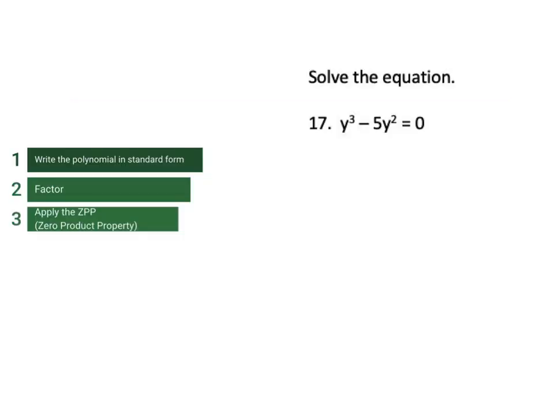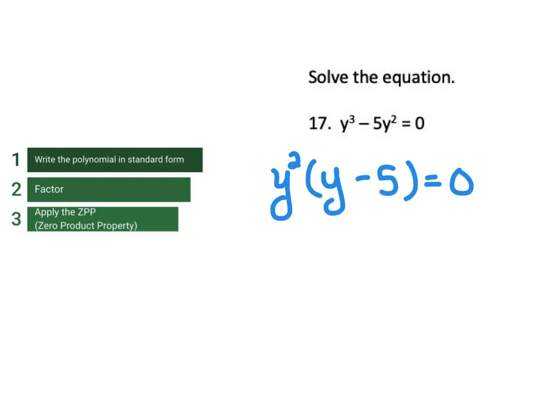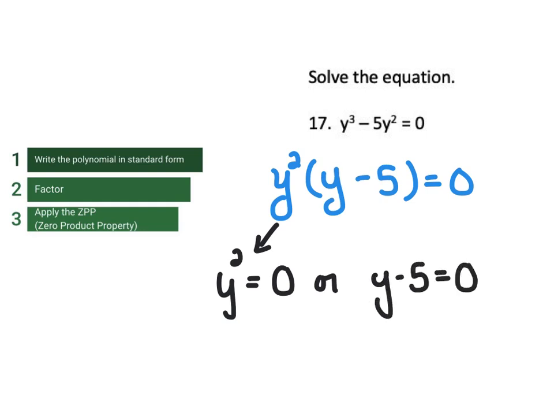As always, it's typically easiest to understand with an example. So this is already in standard form equal to 0, so I'm going to begin by factoring out my GCF, which is y squared. I will divide each by y squared, which produces y minus 5. This is factored. So I'm going to take each factor and set it equal to 0. So I'm going to have y squared equals 0, or y minus 5 equals 0.